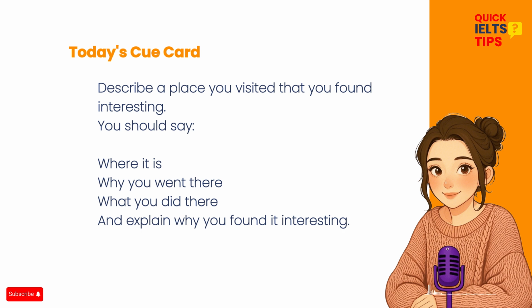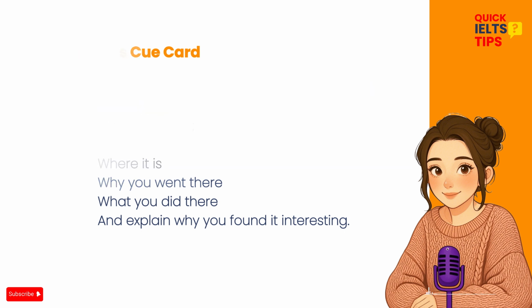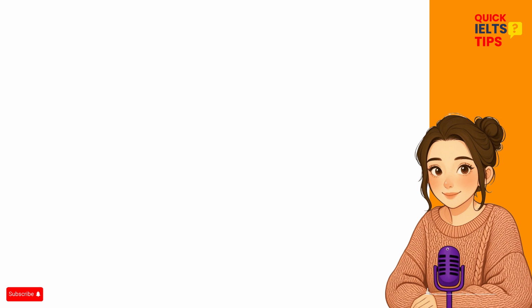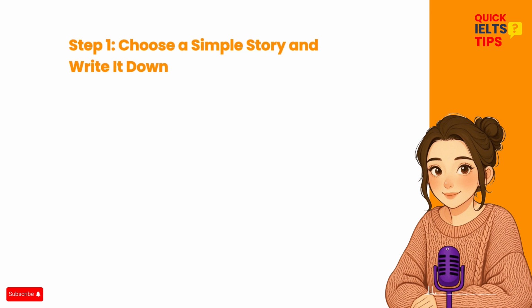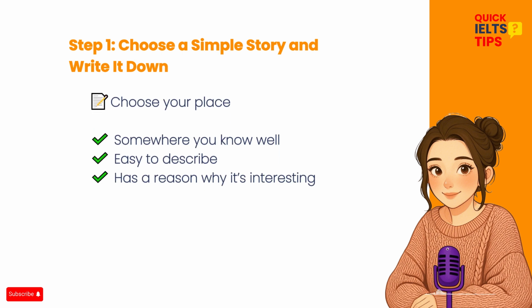Choose a simple story you can explain easily. Pick one place you know well so it's easy to talk about. It doesn't have to be famous. It could be a park, a restaurant, or even a small town. Just make sure you remember enough details to speak for 2 minutes. Now, write the name of your place in your notebook. For my example, I'll choose the Grand Palace in Bangkok, Thailand.